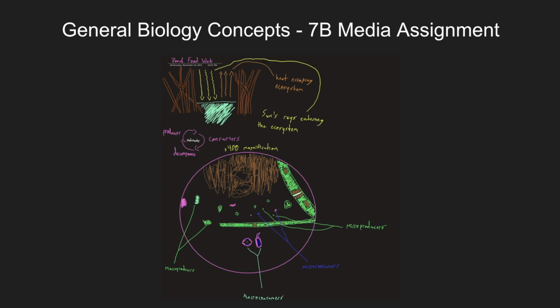Here a pond food web is described, and a closer sample underneath a microscope reveals multiple organisms, and my diagram, I believe, helps define cellular biology.